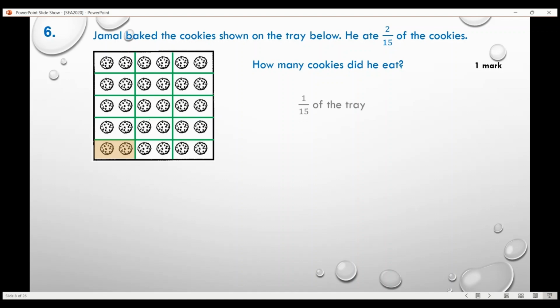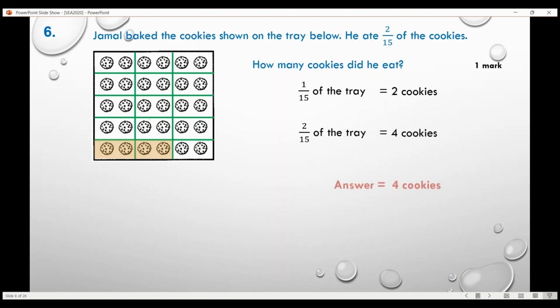So 1/15 of the tray will tell us how many cookies he ate. He ate 2 cookies. But if we look at the question, he ate 2/15 of the tray. So that means 2 of those parts. So 2/15 of the tray would be 2 plus 2 is 4 cookies. As such, our answer, how many cookies did he eat, was 4 cookies. Another way teachers ask students to do it would be to just go and do the multiplication.